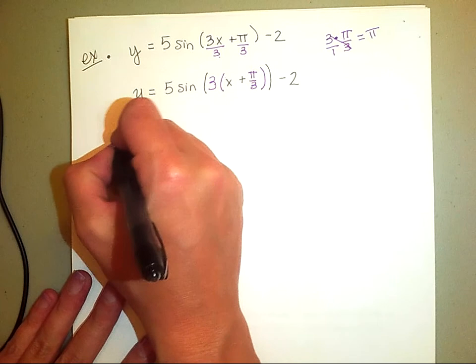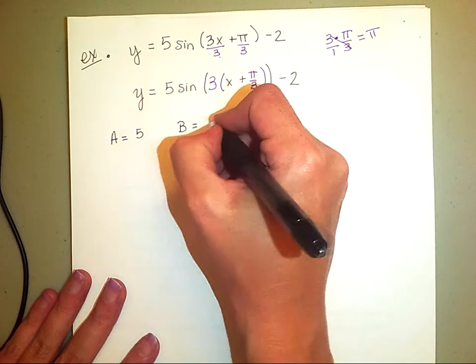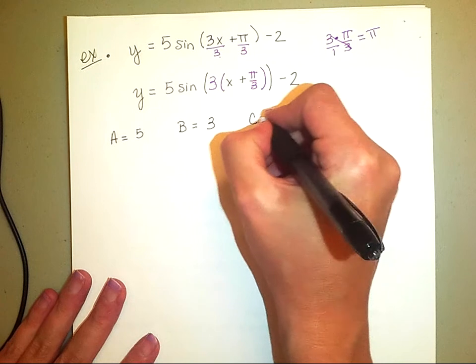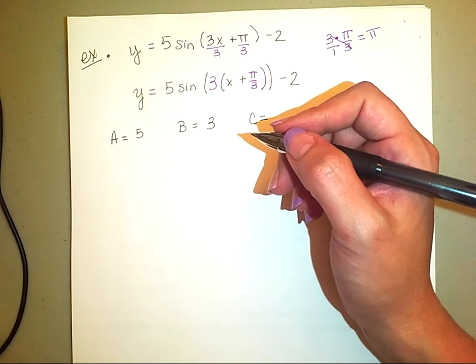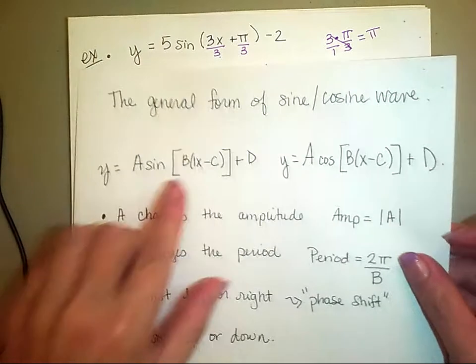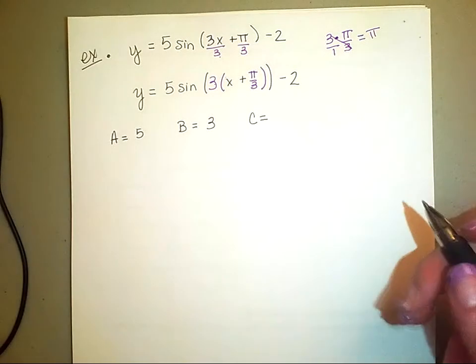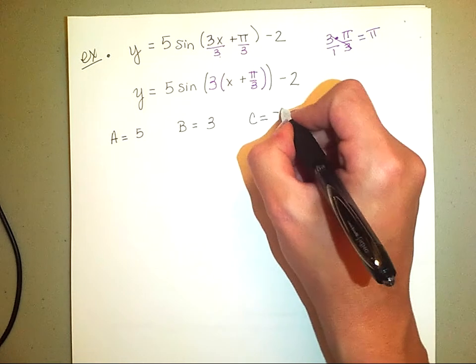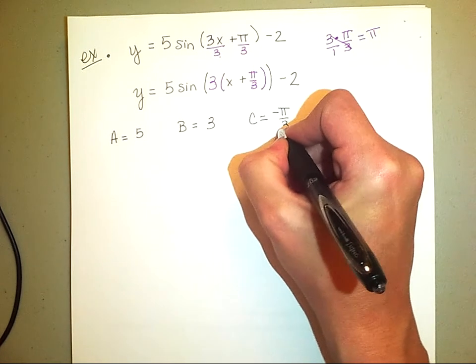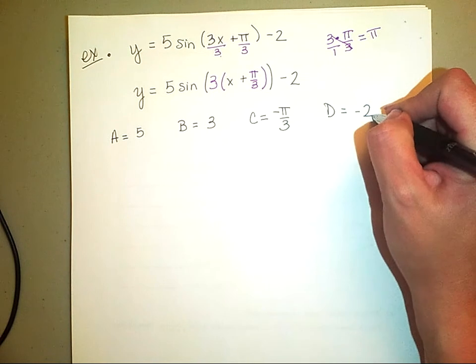Okay. So now we know A is equal to 5, B is equal to 3, C is equal to, and here's where we also have to be careful. Okay. These are written with negatives here. So C is equal to, now these are positive, so this needs to be negative pi over 3. Okay. And D is equal to negative 2.